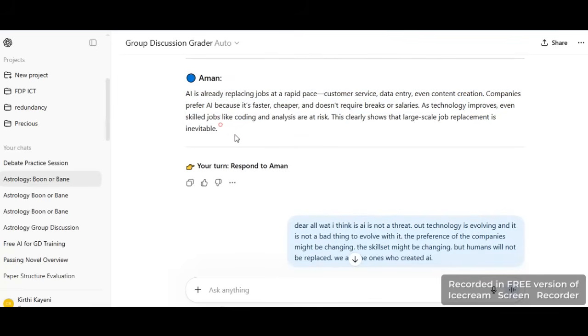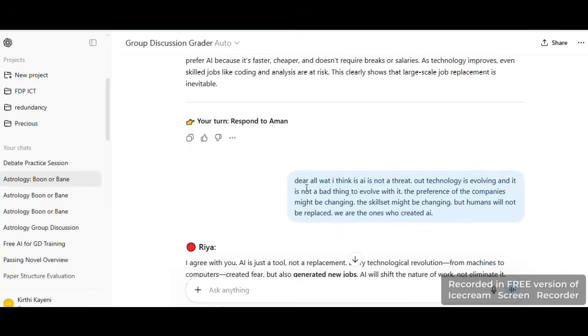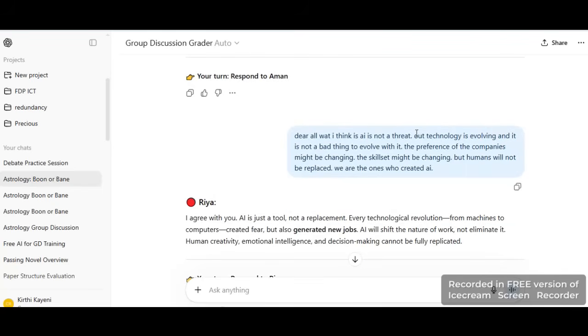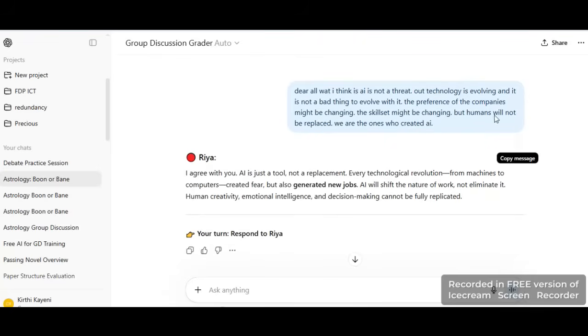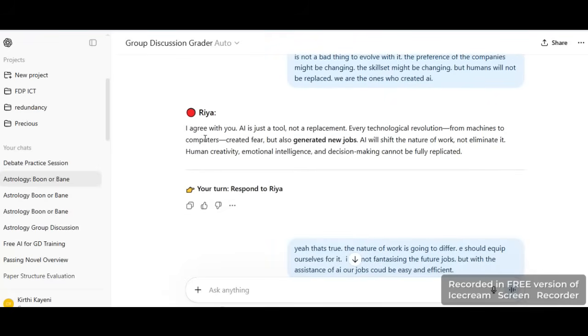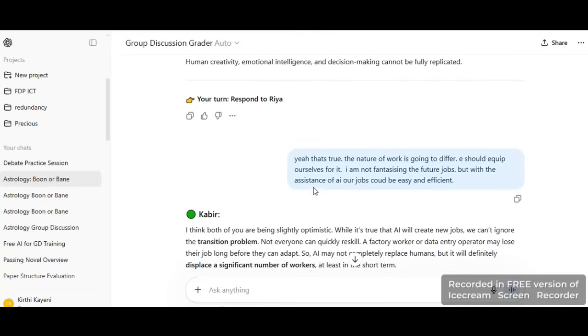Okay, so now Aman has started the discussion. See that: AI is already replacing jobs at a rapid speed. So Aman has given his point here. After that, I am responding to Aman. I'm just saying AI is not really a threat. Our technology is evolving and it is not a bad thing to evolve with it. So I am just supporting the point that AI is not going to replace human beings.